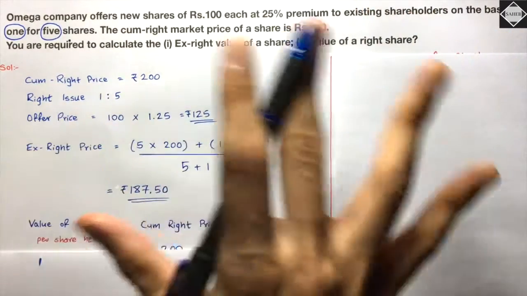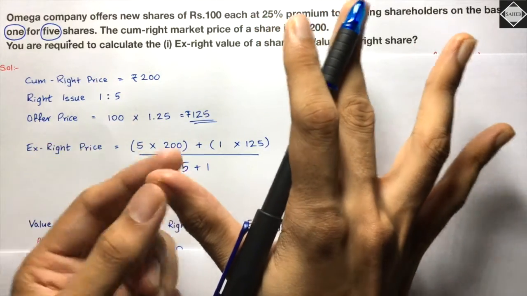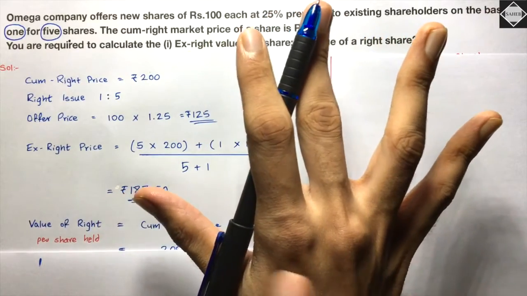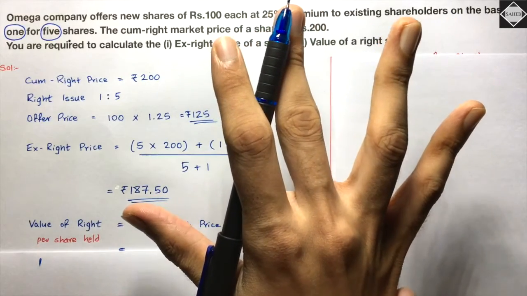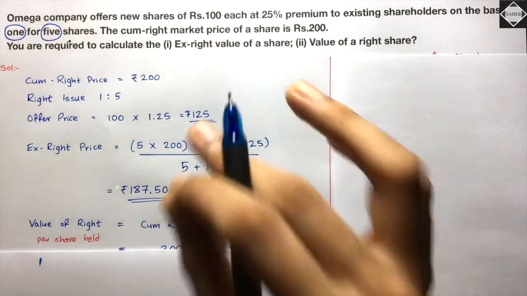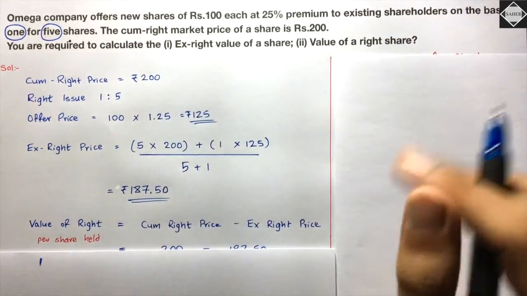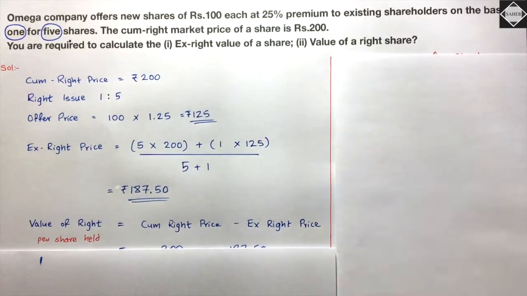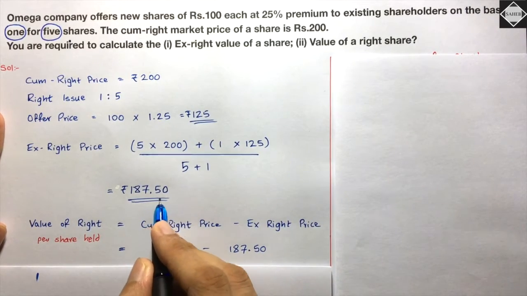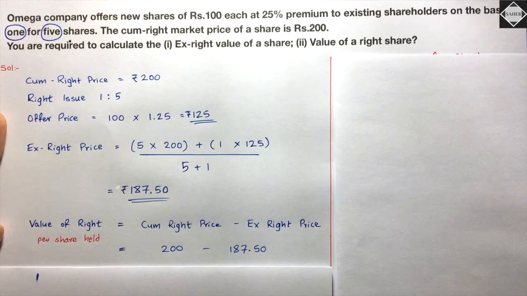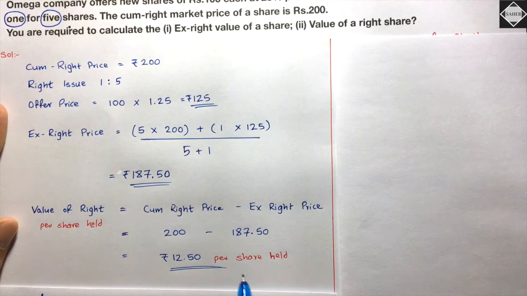5 are the existing shares. You are calculating value of right per share held. The meaning of that is the value of right per single share, any single share out of the 5. So that is how you have to multiply that with the 5. But in the exam you will just leave it as it is. If they ask you something like that, then only you will multiply. Okay, so let's calculate. It's really simple. 200 is cum-right price, 200 minus ex-right price 187.50. If you subtract these two, you are going to get 12.5 per share held.